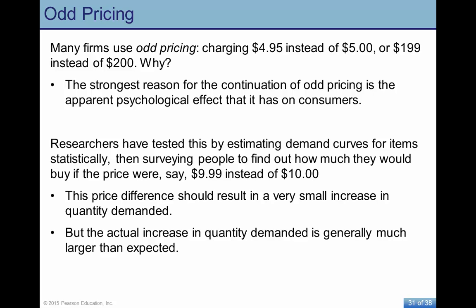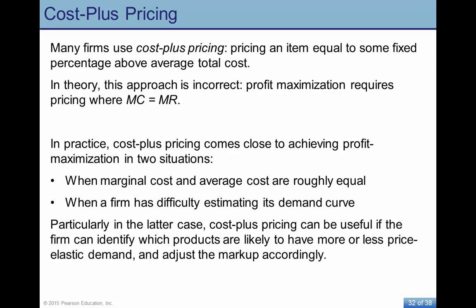Researchers have tested this by estimating demand curves for items statistically, then surveying people to find out how much they would buy if the price were, say, $9.99 instead of $10. The price difference should result in a very small increase in quantity demanded. But the actual increase in quantity demanded is generally much larger than expected.